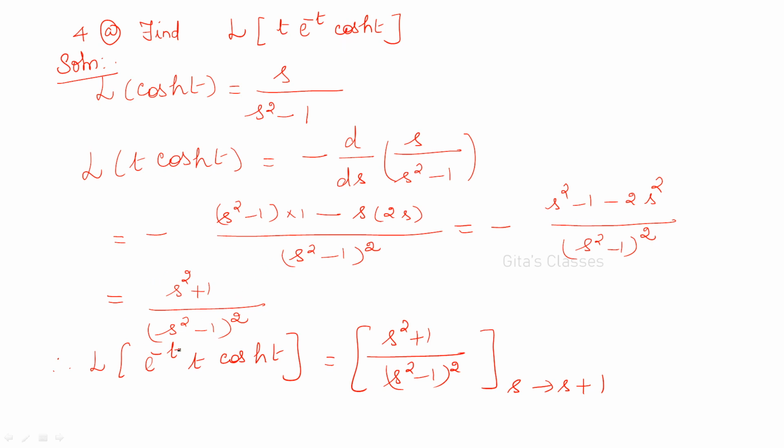So e power minus at or e power plus at means first shifting theorem. So without this function, find the Laplace transform and replace s by s plus 1. So without that, what is the Laplace transform? Already we have found out to be (s squared plus 1) by (s squared minus 1) the whole squared, and replace s by s plus 1.